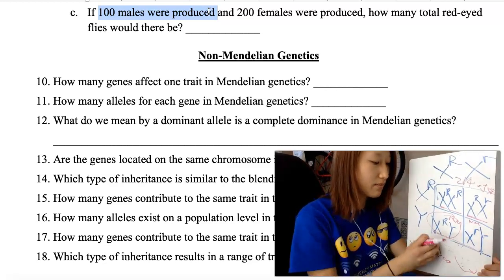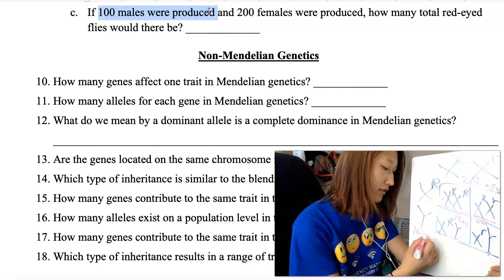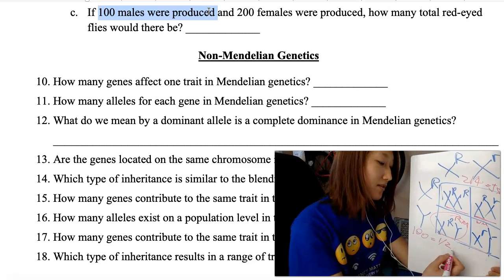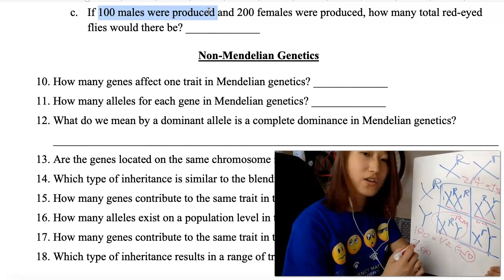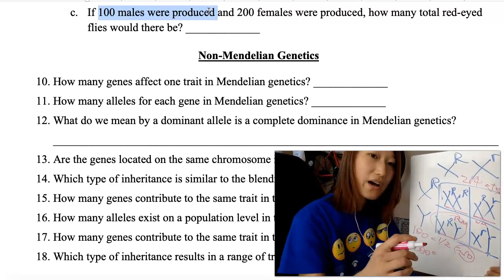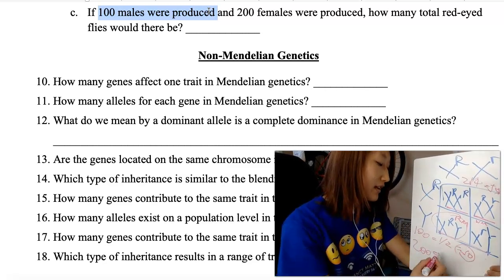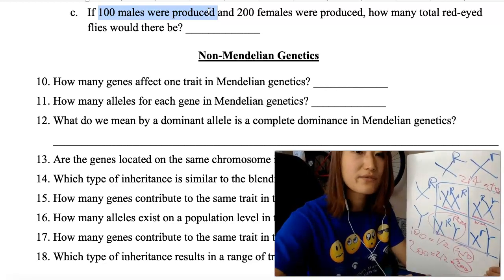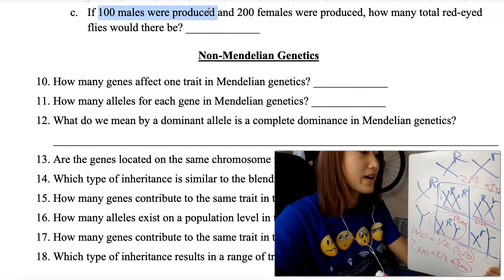If you're just looking at males, you already know they're males. You have 100 males, but out of all the males, only 1 out of 2 will have red eyes. So only 50 of these males would have red eyes. And then we said there are 200 females. Out of these 200 females, every single female that you can get has red eyes. That's 2 out of 2 for the females. So all 200 females will have red eyes. Together, you should have 250 flies in total, male and female, that have red eyes.